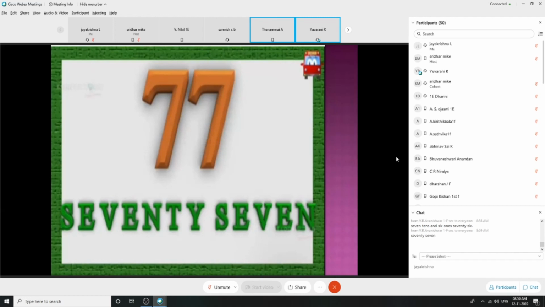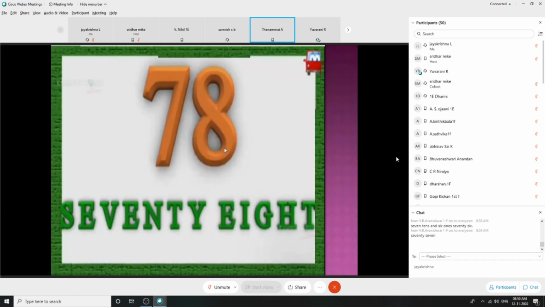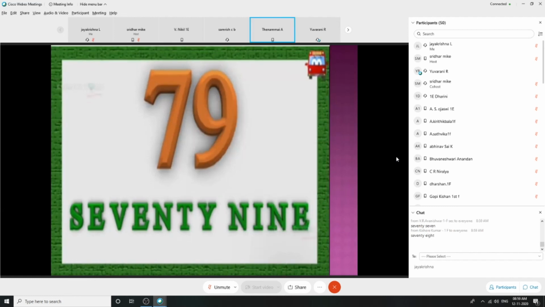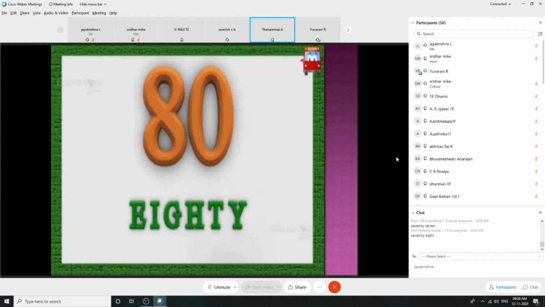78. Yes, the number name for 78, it is SEVENTY-EIGHT. The number that comes after 78, it is 79. The number name for 79, it is SEVENTY-NINE. The next number that comes after 79 is 80. The number name for 80 is EIGHTY. Yes, 8 tens and 0 ones make 80.